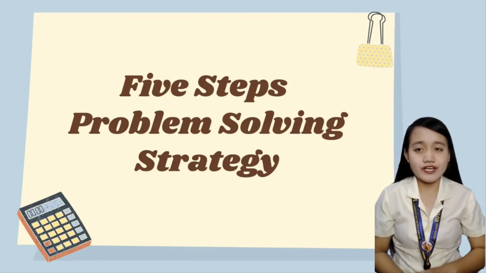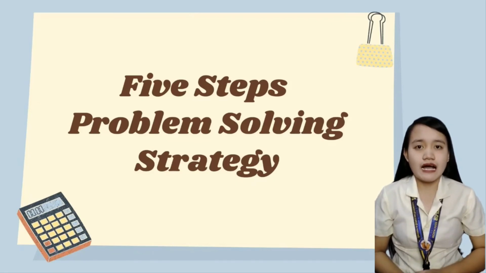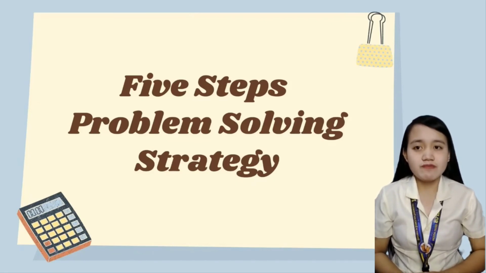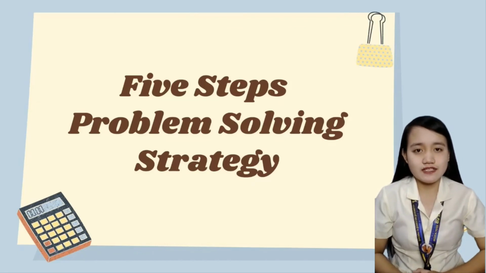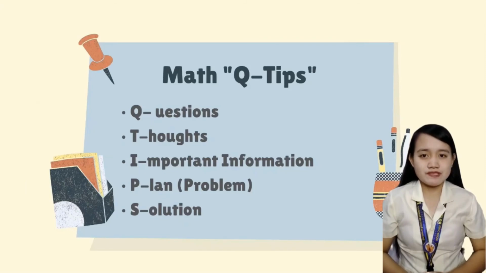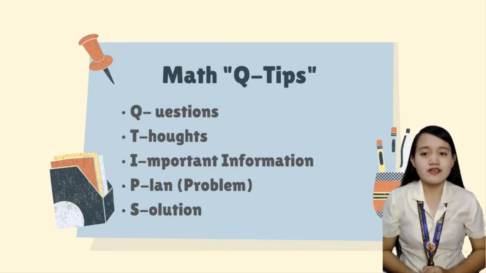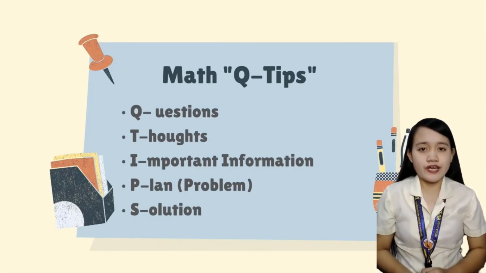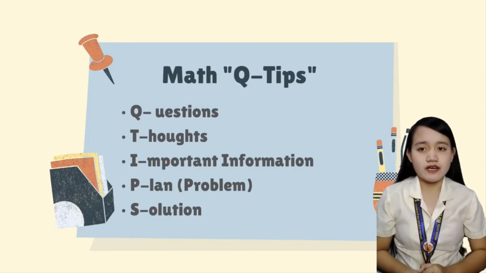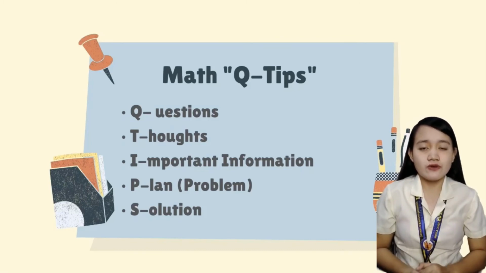For today's video, we are going to solve a word problem about variation using the 5 steps problem solving strategy on what we call the Q-tips. Q-tips means Q for question, T for thoughts, I for important information, P for plan, and S for solution. We have to learn these steps to solve every word problem that we take because it is a big help for us who have difficulties in solving a problem.